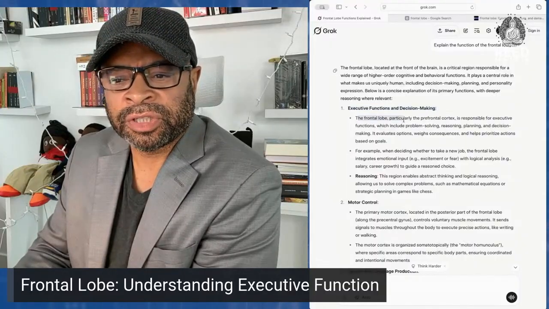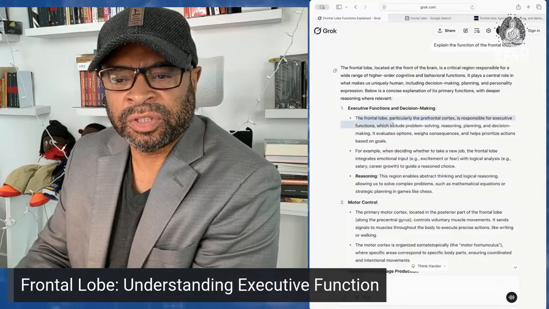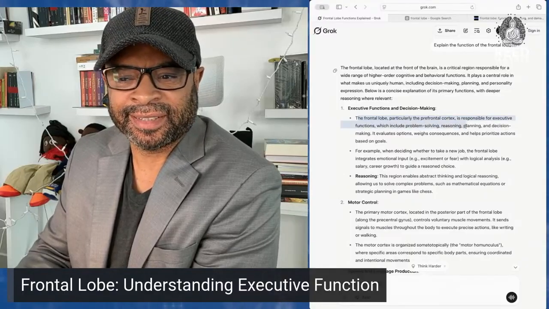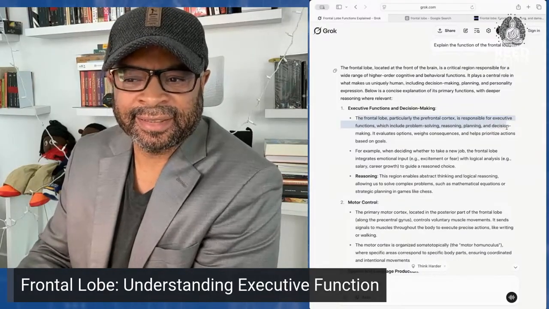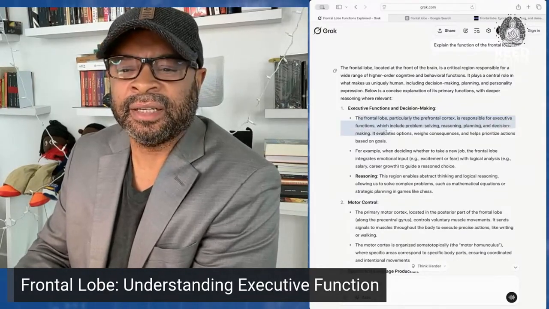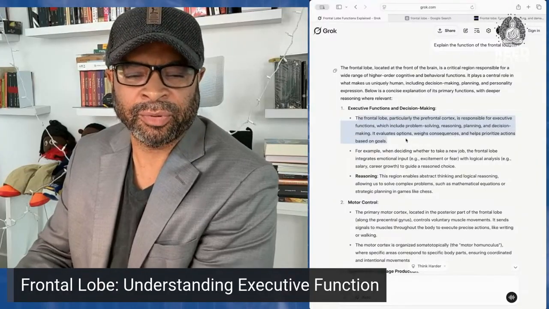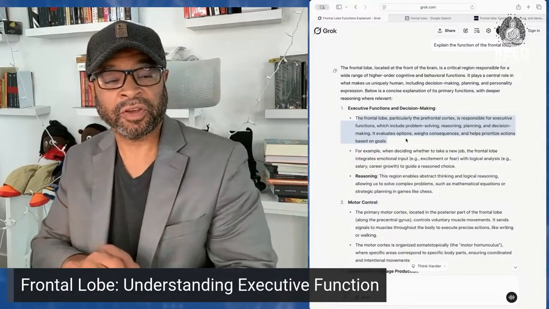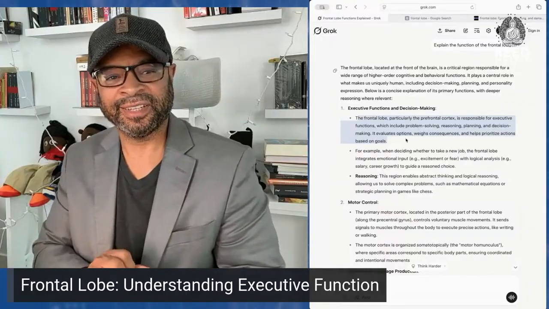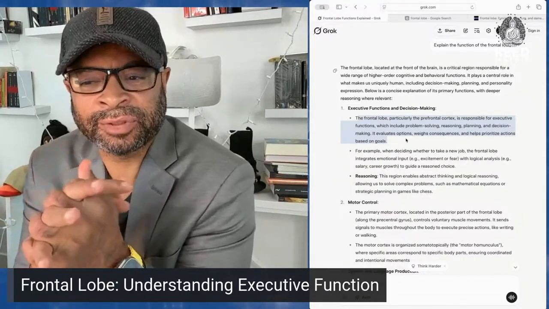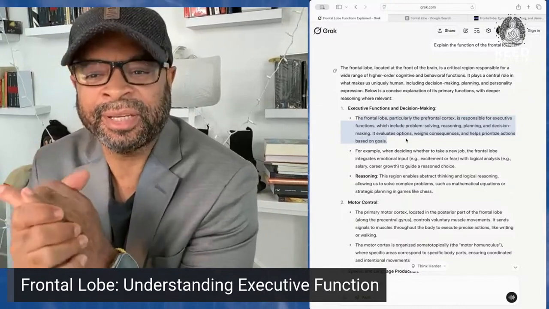The frontal lobe, particularly the prefrontal cortex, is responsible for executive functions, which include problem solving, reasoning, planning, and decision making. It evaluates options, weighs consequences, and helps prioritize actions based upon goals. As you can see, that's a very important function to have: problem solving, reasoning, planning, decision making.